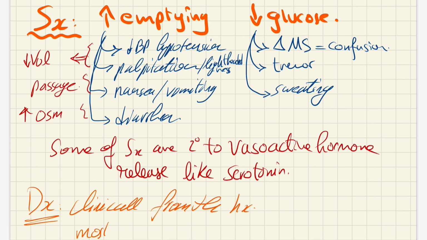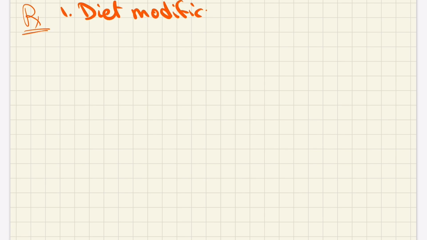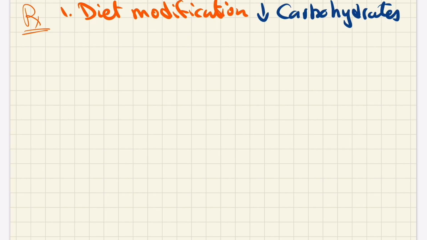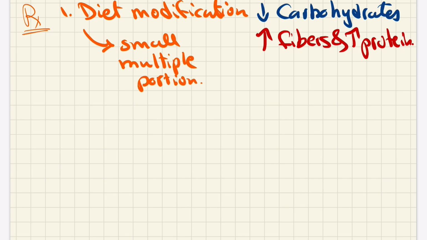The diagnosis is made clinically from the history of gastrectomy and the symptoms. Most accurate study is scintigraphy. It will show a rapid emptying of the stomach. Now, we need to treat this by diet modification. Diet modification includes avoidance of high carbohydrate in the diet, increase the fibers and protein in the meals. Also, small multiple portions of food daily to avoid these symptoms.